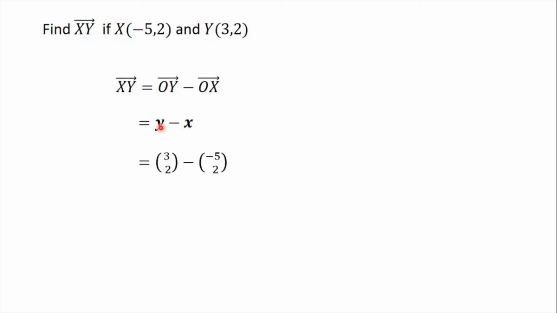So what are the components of position vector Y? They are the coordinates of point Y, which are 3, 2. The components of position vector X are the coordinates of point X, which are -5, 2. So we have 3, 2 minus -5, 2. So we will have 3 minus -5, which will give us 8. Then 2 minus 2, which will give us 0. So once again, we have been able to find the vector XY from the points X and Y.